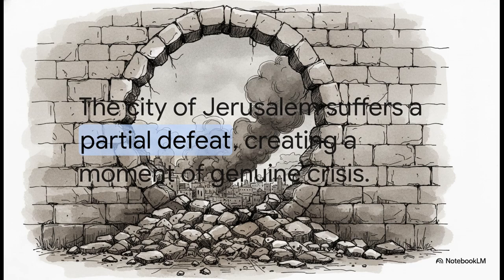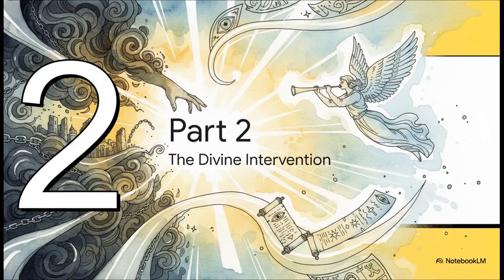And this conflict, it's not just a threat, it absolutely escalates. The prophecy says the city will actually be captured and half its people will be forced into exile. But this detail is so crucial. It's a partial defeat, not a total annihilation. This creates this moment of genuine crisis and desperation, which, in turn, sets the stage for a pretty dramatic rescue. And that rescue? Well, that brings us right into part 2, the divine intervention.